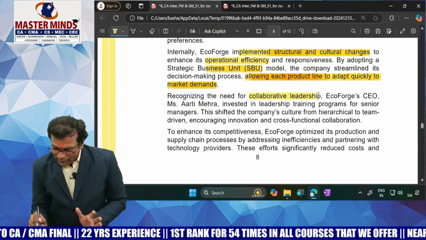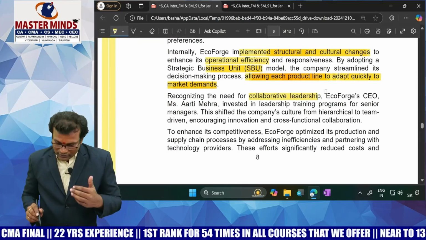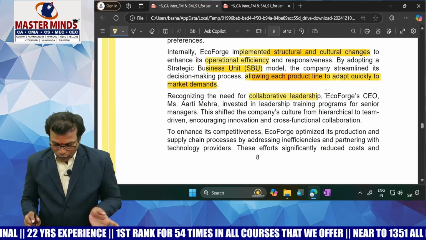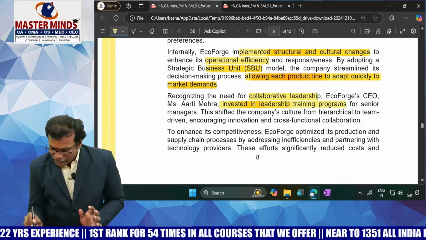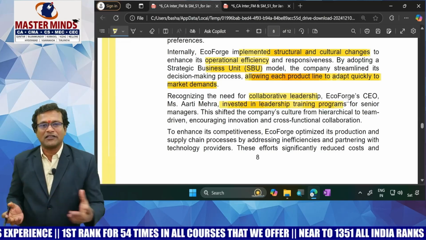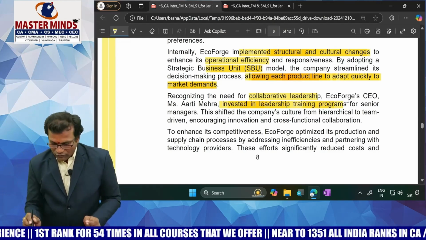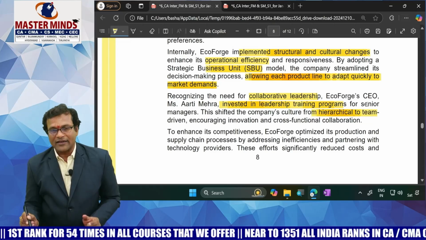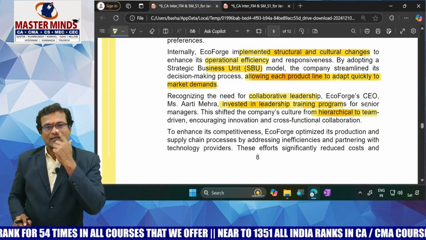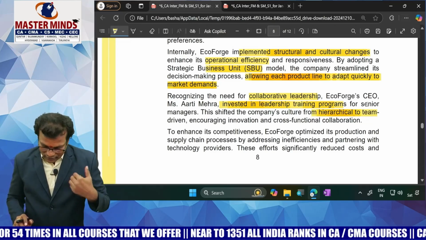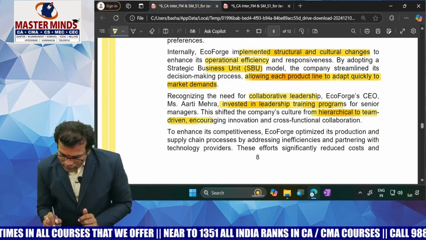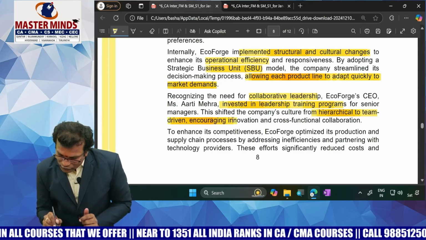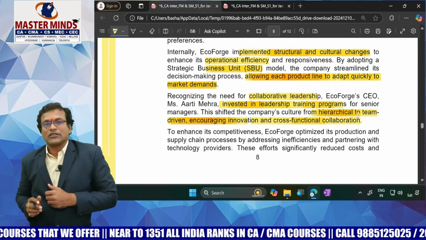Recognizing the need for collaborative leadership, means the CEO of that company is trying to put some money and effort into leadership training programs for some senior managers working in that organization. Means they want to shift culture from hierarchical, means corporate level, business level, etc. From that hierarchical structure, they want to convert into cross-functional collaboration.